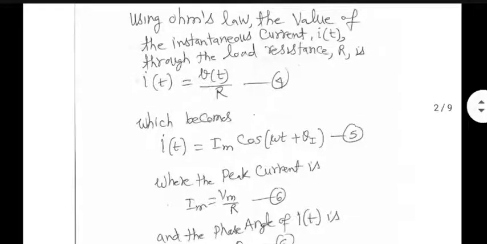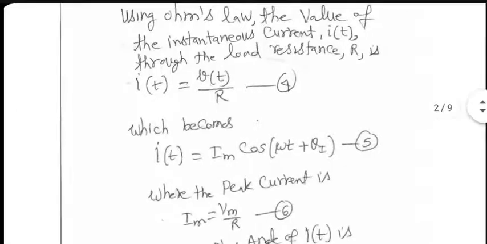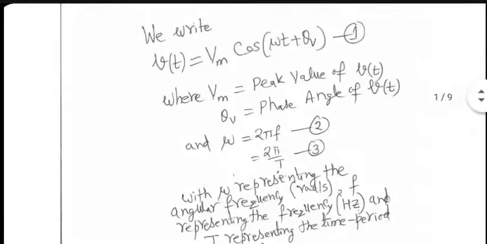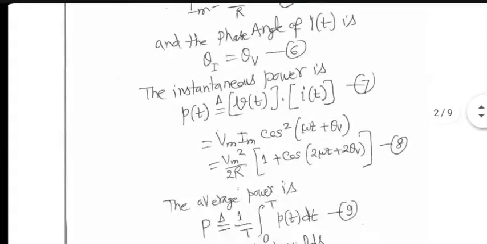This is a little tricky if you are not careful here. So Vm Im cos(omega t plus theta v) multiplied by cos(omega t plus theta i). This is what you get. But it happens in this particular case that theta v and theta i are equal. So what you get is Vm Im cos square(omega t plus theta v).